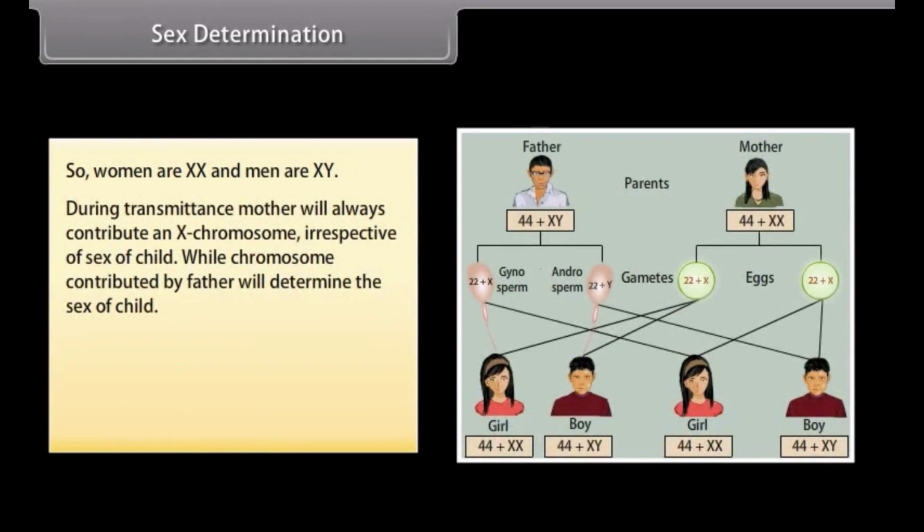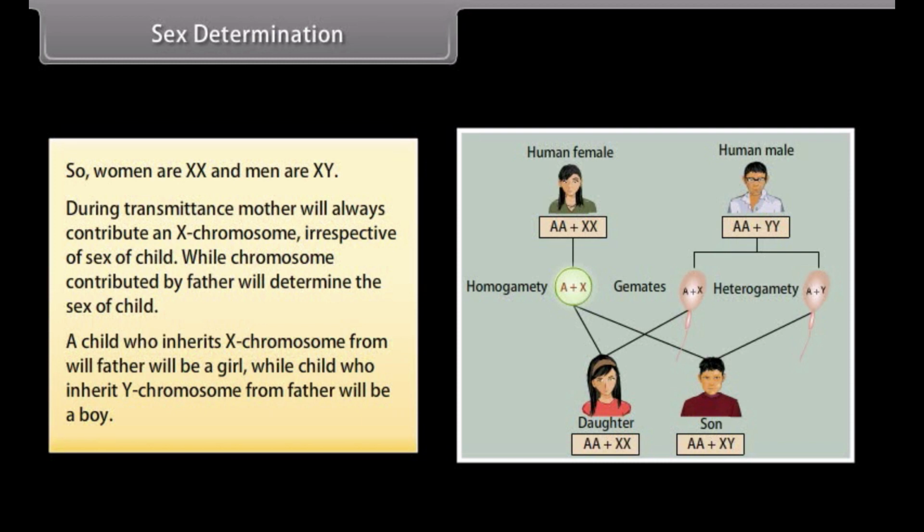During transmission, the mother will always contribute an X chromosome irrespective of the sex of the child, while the chromosome contributed by the father will determine the sex of the child. A child who inherits an X chromosome from the father will be a girl, while a child who inherits a Y chromosome from the father will be a boy.